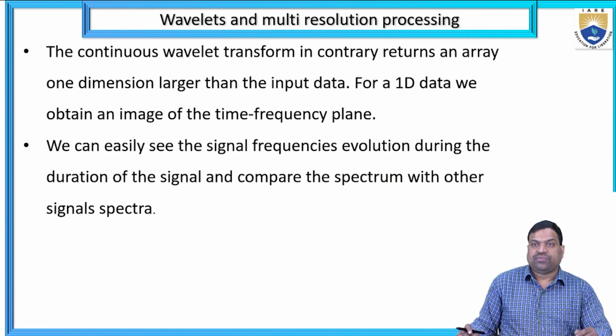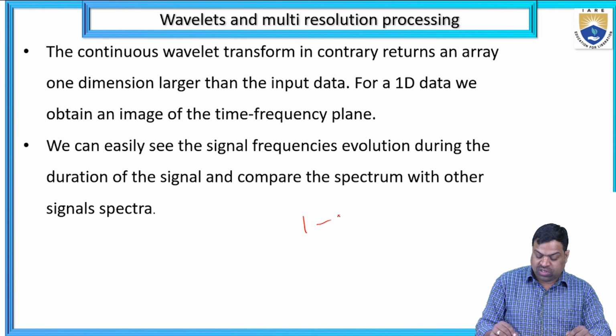The continuous wavelet transform, in contrast, returns an array one dimension larger than the input data. For 1D data, we obtain an image of the time-frequency plane. We can easily see the signal frequencies evolution during the signal and compare the spectrum with other signal spectrums.